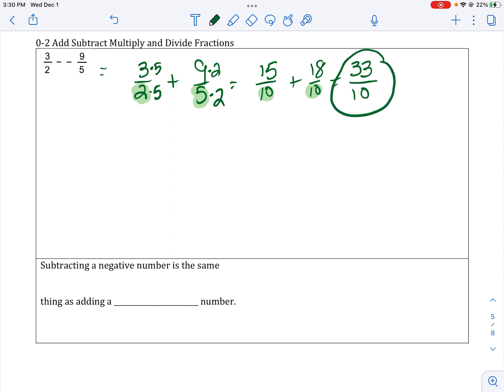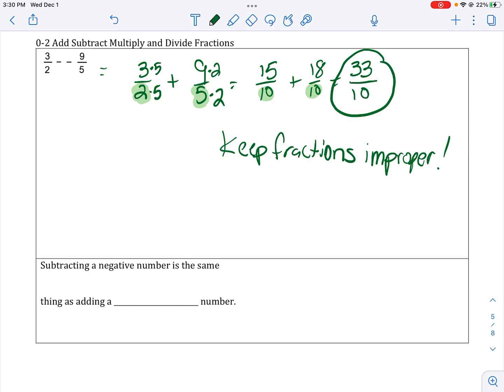Very important right here. I want to keep fractions improper. Keep fractions improper in this class if they show up improper, unless the directions ask you to round to the nearest tenth or hundredth, whatever.